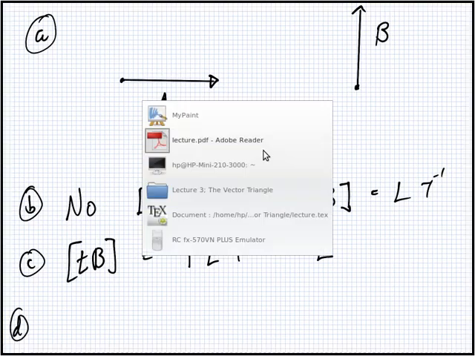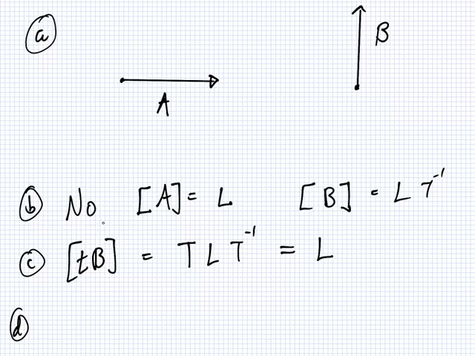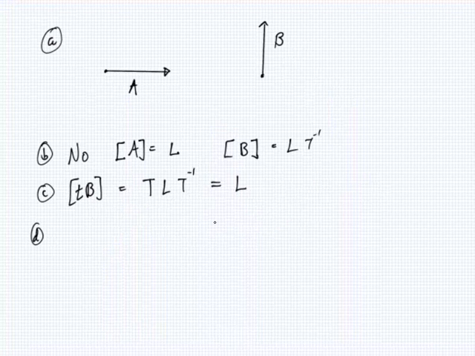So what happens if we multiply B by 2 hours? If we multiply it by 2? It'll be 10. It'll be twice as long. Yeah. So let me draw that here. That will look like this now. This is TB.